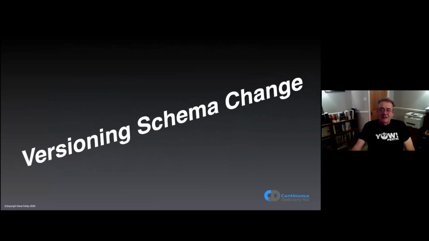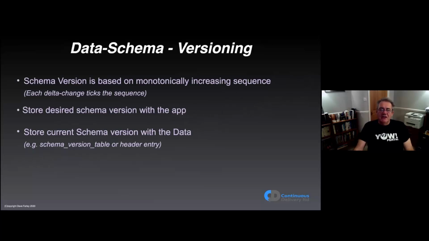So let's get into the detail of thinking about versioning schema change. Schema version. My advice is, first of all, to absolutely version the schema. Have a unique ID. Have a sequence number for your schema. A monotonically increasing sequence number is ideal, because then you can see where the gaps are.